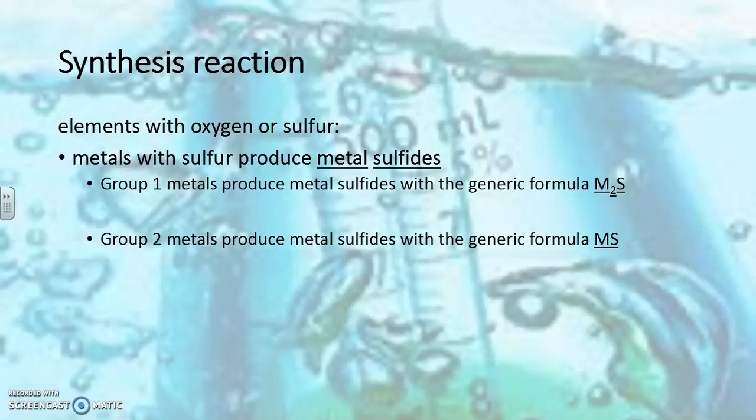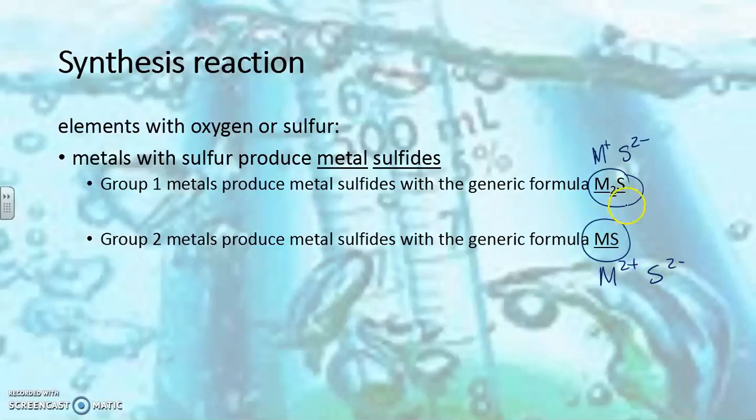If sulfur is combining with a metal, it's going to have a similar formula, because oxygen and sulfur are in the same group. So for the same reason, a metal within group 1 plus sulfur is going to have a formula of M2S. And if it's in group 2, they cancel, so you'll end up with MS.